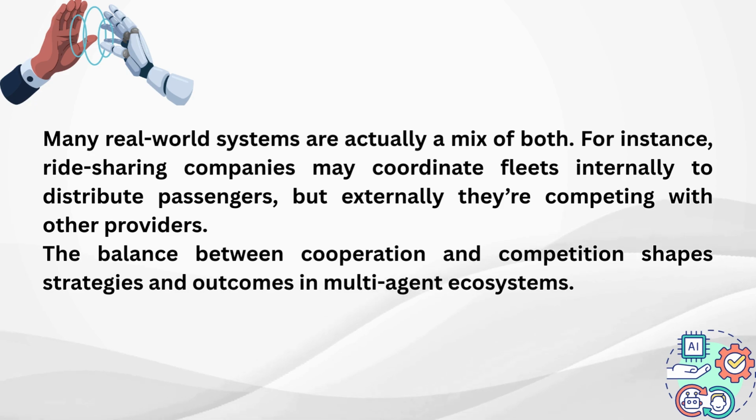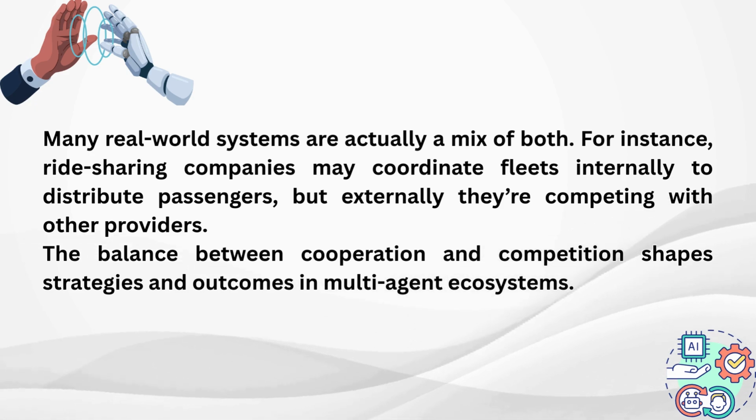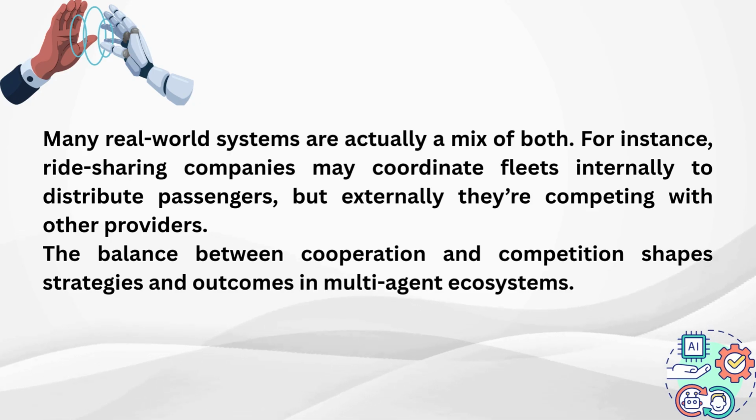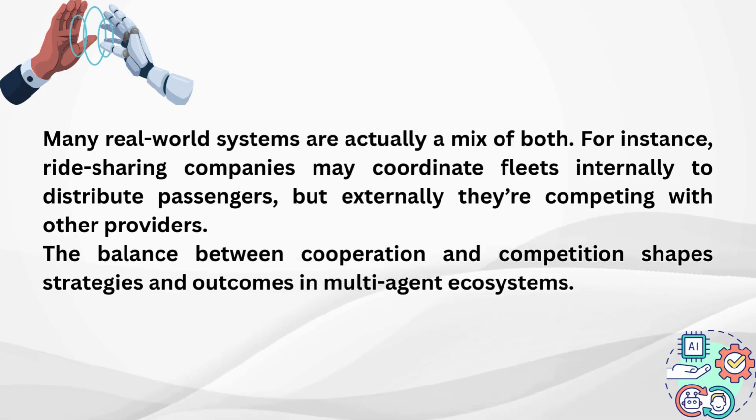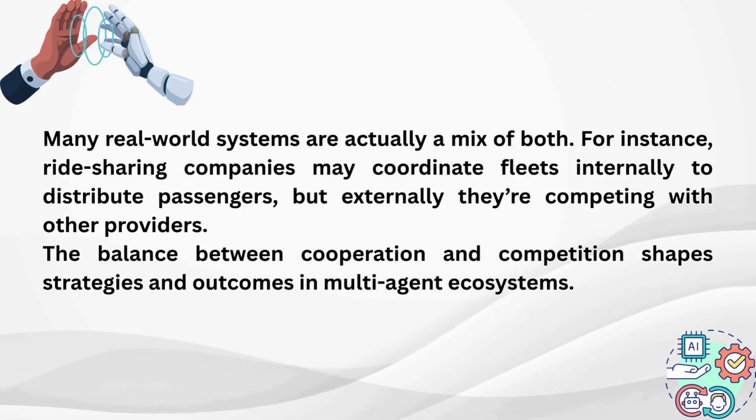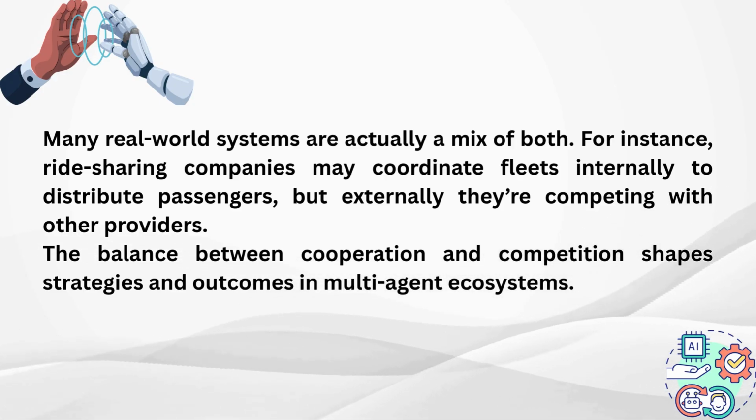For instance, ride-sharing companies may coordinate fleets internally to distribute passengers, but externally they're competing with other providers. The balance between cooperation and competition shapes strategies and outcomes in multi-agent ecosystems.